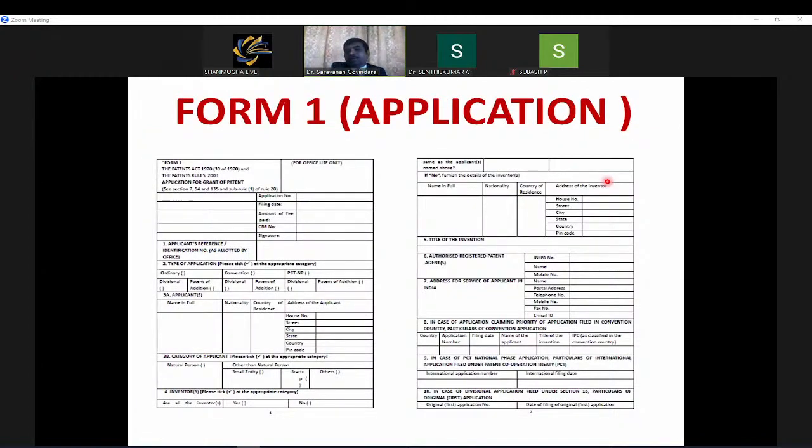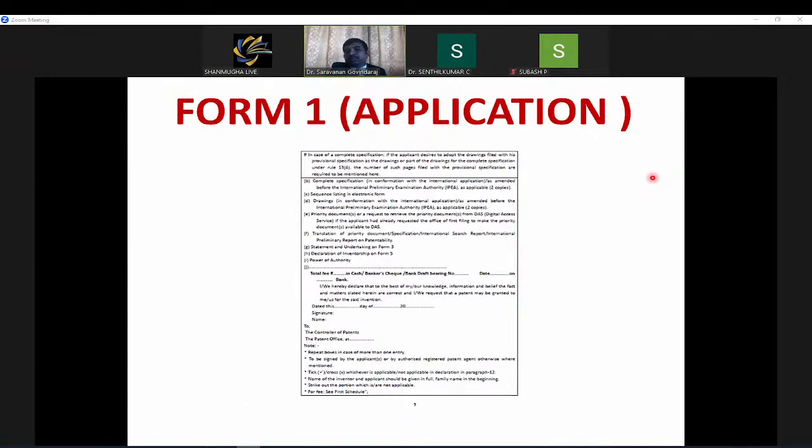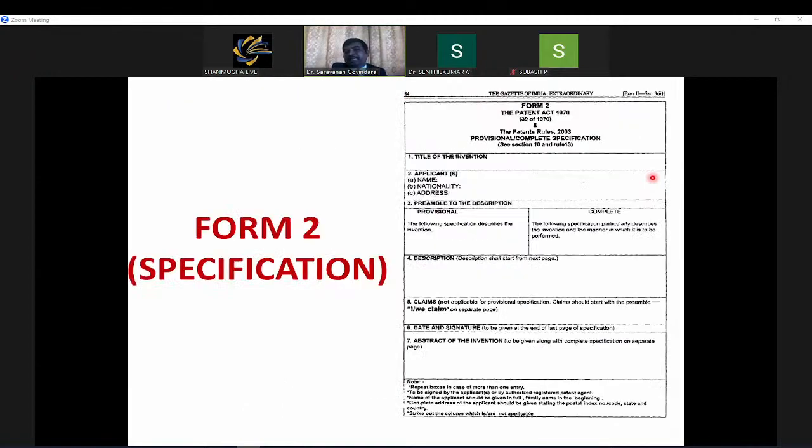And this is the form number 1 photocopy. So there it will ask about your personal details: what is your title of invention, what is your name, your address, communication address, contact number, everything will be asked in form number 1. That is 5 pages in form number 1. And form number 2, as I told you, is the specification that will describe your inventions. So the inventions will be described in form number 2.